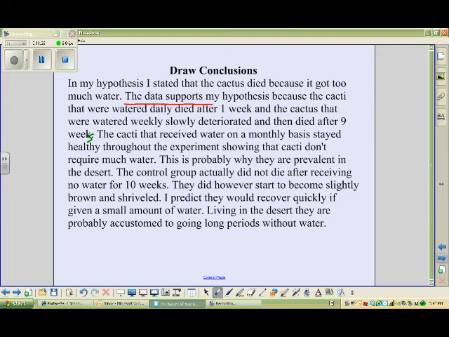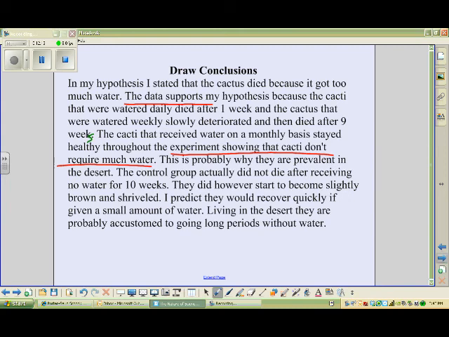We are never going to say that my hypothesis is correct or incorrect. The data either supports it or it does not support it. So here the data supports my hypothesis because the ones that were watered daily died after a week, and the cacti that were watered weekly slowly deteriorated and then died after 9 weeks. The cacti that received water on a monthly basis stayed healthy throughout the experiment, showing that cacti don't require much water.